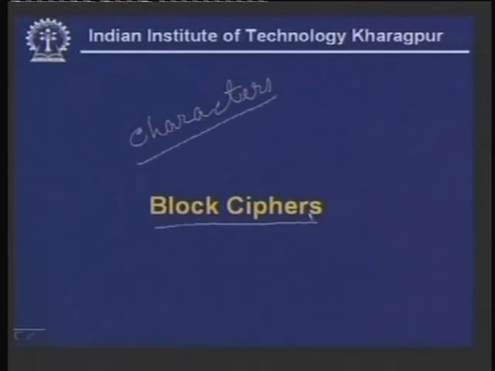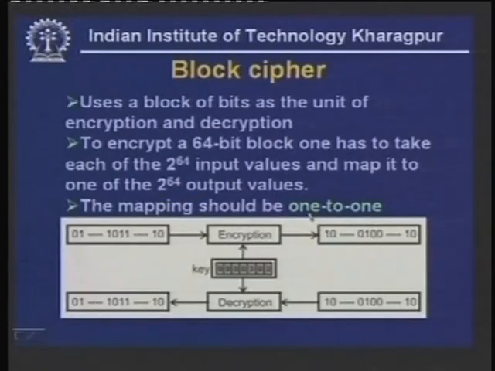Instead of that, in block ciphers, a block of bits is used as the unit of encryption. The block of bits can be say 64 bit, or 120 bit, 8 bit, or 256 bit. That can be different for different encryption techniques, but usually it is in terms of blocks of bits.